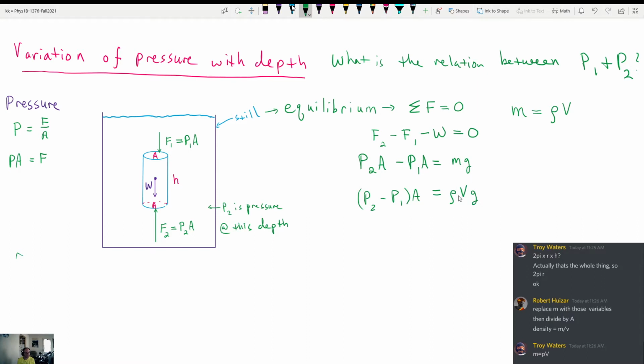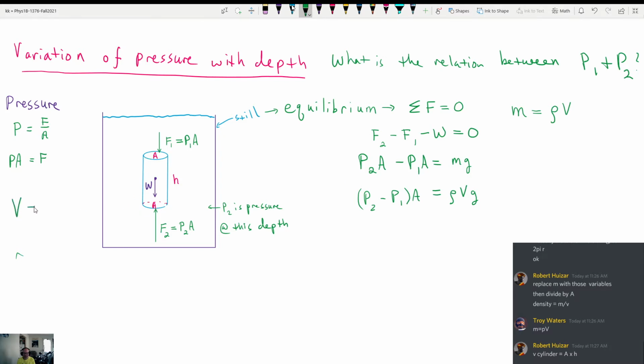What's volume in this case? Well, let's go look at our picture. How can I describe the volume of this object? The volume of this object right here, what would it be? That's right, the volume of the cylinder is equal to the area of the top multiplied by the height. Exactly. Does that make sense to everybody? The area times the height is the volume, because you just take the area of the top and you multiply by how big this is. That's how you get the volume of the cylinder.